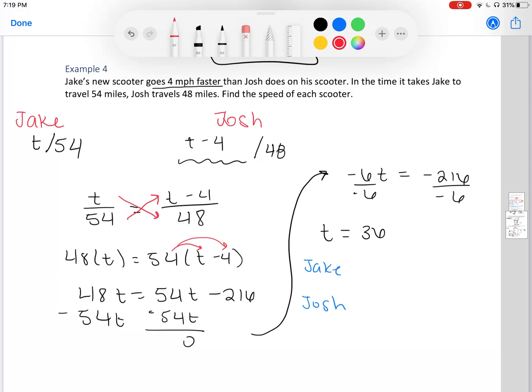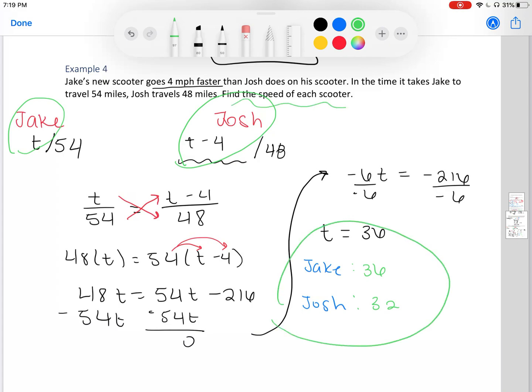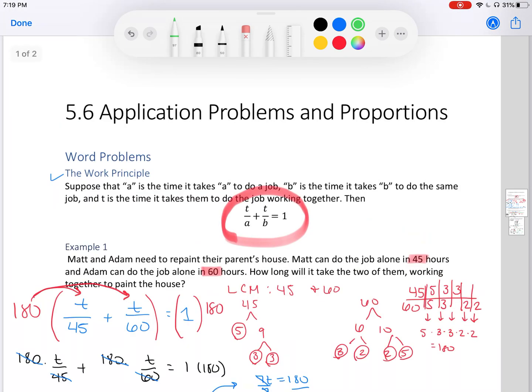All right, so Jake is our t, right? Jake is our t. Jake travels at 36 miles per hour, and Josh is 4 miles less. 36 minus 4, Josh goes 32 miles per hour. And that is the speed of each scooter. All right, that's it for section 5.6. Thank you.